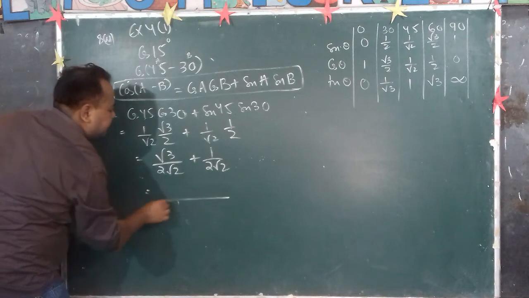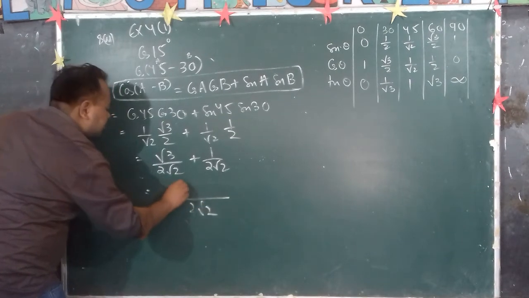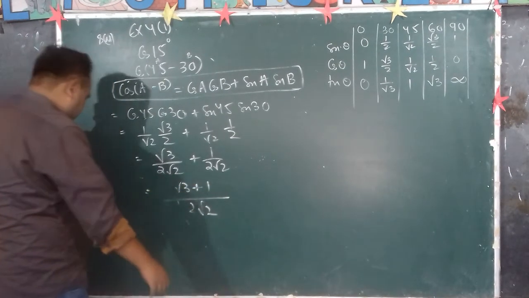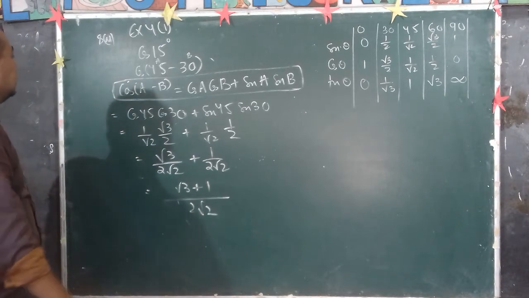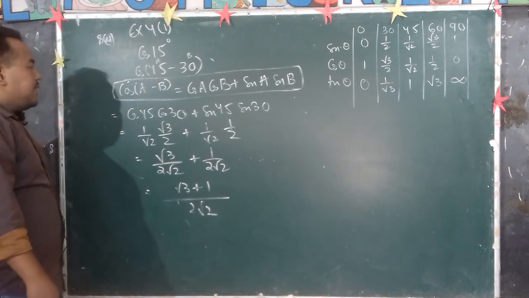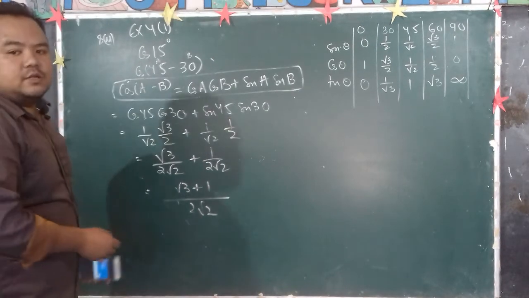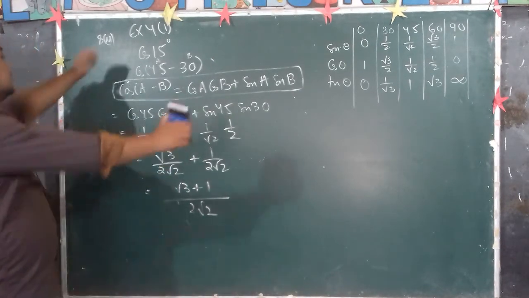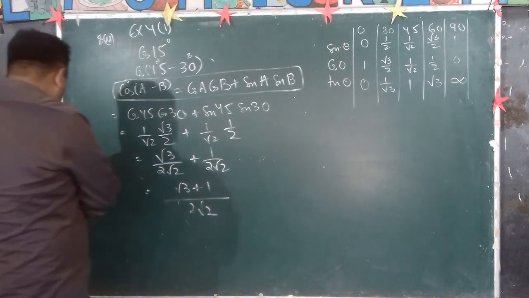So what is the LCM? It is 2 root 2. So the value is root 3 plus 1. Is that clear? So as you can see, the value of cos 15 is also same as sine 15. Why? Because these are complementary angles.